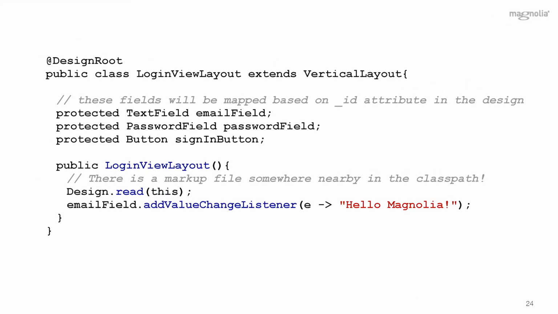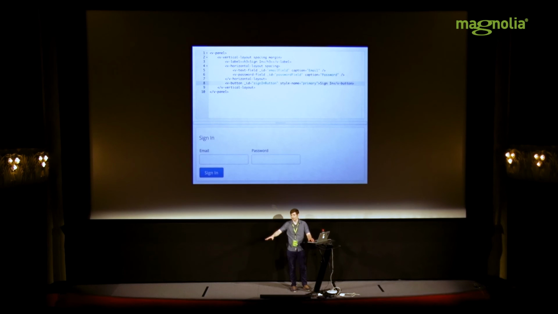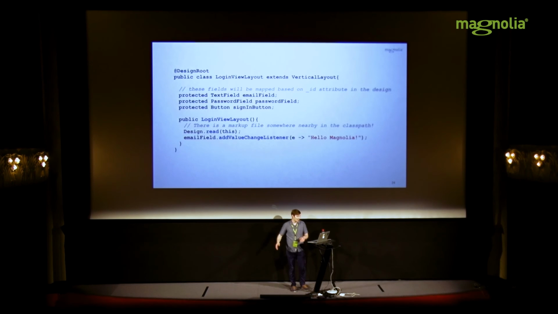This piece of code should show how it looks. We can see that there is a view, which extends some vertical layout, and then there are some fields declared in this class, like a text field, a password field, and a button. And then in the constructor, you can see they call design.readThis, which means that, from Vaadin's point of view, through some conventions, there is a markup file, like we've just seen above, stored somewhere in the class path nearby, probably in the same package.